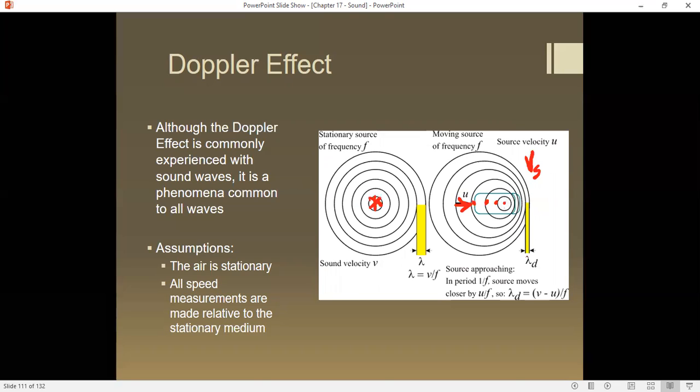That means that the most recent wavefront will be further to the left than the wavefront that was given quite a while ago. What happens there is the waves bunch up in front of the moving source and they stretch out behind the moving source. So we go from one wavelength, okay, lambda, to a new wavelength, which is much shorter. If the wavelength is shorter, the frequency that the observer hears is going to be higher.